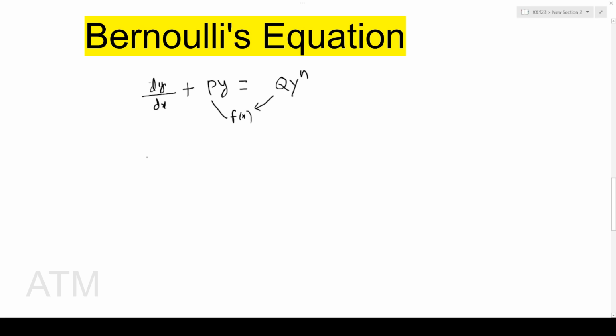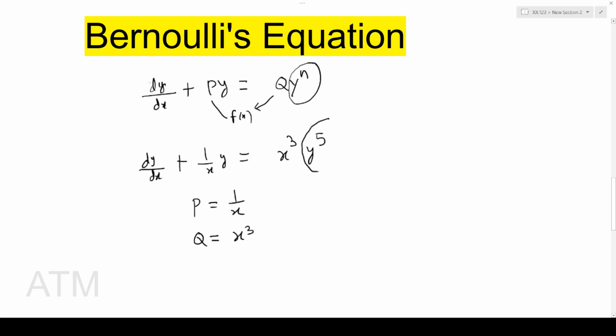For example, dy by dx plus 1 upon x into y equals x cube y raised to 5. So what is the p value? P equals 1 upon x. What is the q value? Q equals x raised to 3. And here is y raised to n, and here it is y raised to 5. This implies y raised to n equals y raised to 5. So this is the Bernoulli's equation.